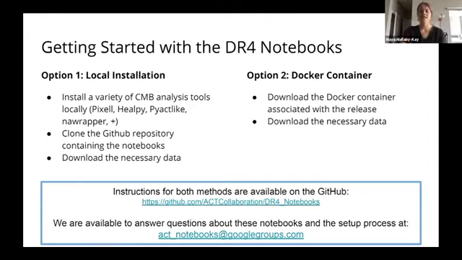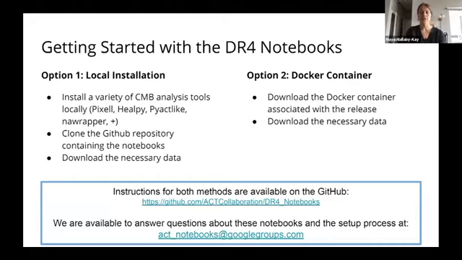So as Zach mentioned, one of the things we're aiming for here is to make sure that the notebooks themselves and the data release in general is accessible. And so with that in mind, we have two methods you can use to get set up with these notebooks and run them yourself. So we'll look at the notebooks themselves in a minute, but so you have an idea of how they actually work, you can go with the local installation, which basically involves installing the various CMB analysis tools, such as Pixell, which Matt mentioned, and then healpy, pyactlike, and a range of other packages. And then you would clone the repository and download the necessary data.